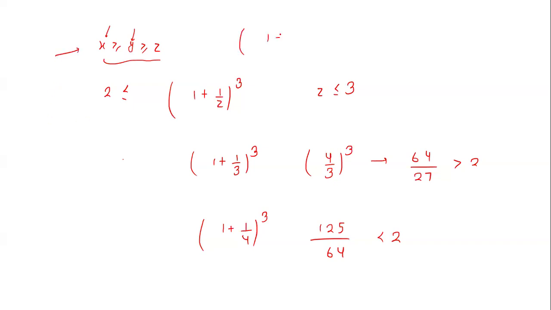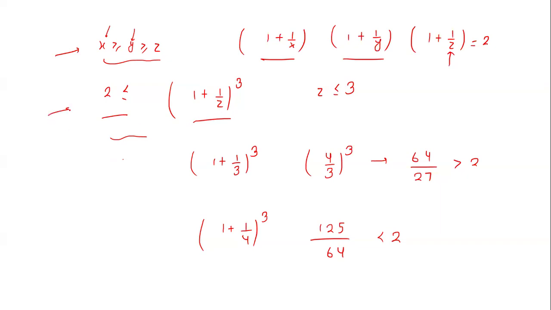Now we have this equation: (1 + 1/x) multiplied by (1 + 1/y) multiplied by (1 + 1/z) is equal to 2. If you replace 1 + 1/y by 1 + 1/z, and this also by 1 + 1/z, it will become the cube of this, and this must be greater than or equal to 2 because z is less than y and also less than x. So this we can easily see. And for what value of positive integer z will this condition be satisfied?